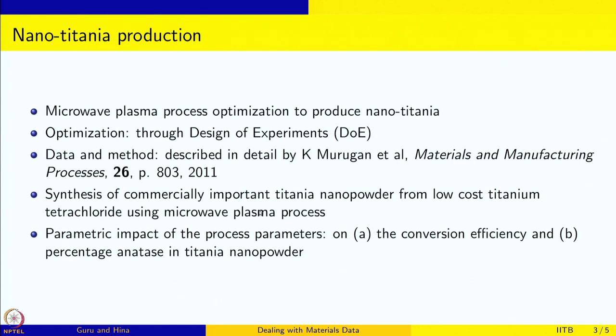What they studied and tried to optimize is the parametric impact of the process parameters on conversion efficiency and percentage anatase in the titanium powder. So they did the design of experiments so that they can optimize the parameters to get maximum efficiency and best percentage anatase in titanium nanopowder.